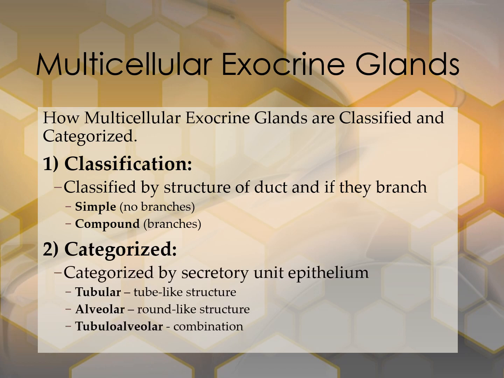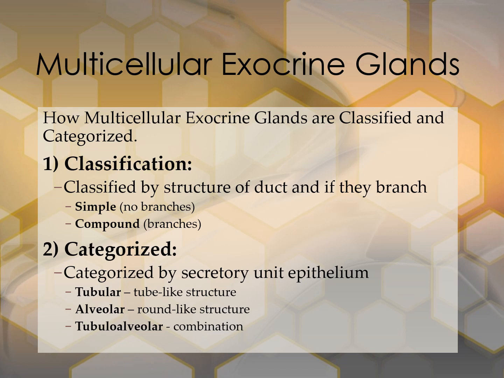Now, how do we categorize them? Well, this is by the secretory unit. So the classification is by the duct and the category is by the secretion. So if the cells look like tubes, they're tubular. So tubular. Or if they're more rounded, they're alveolar, okay? And there are some that look a little bit like both, like a little tube and round.